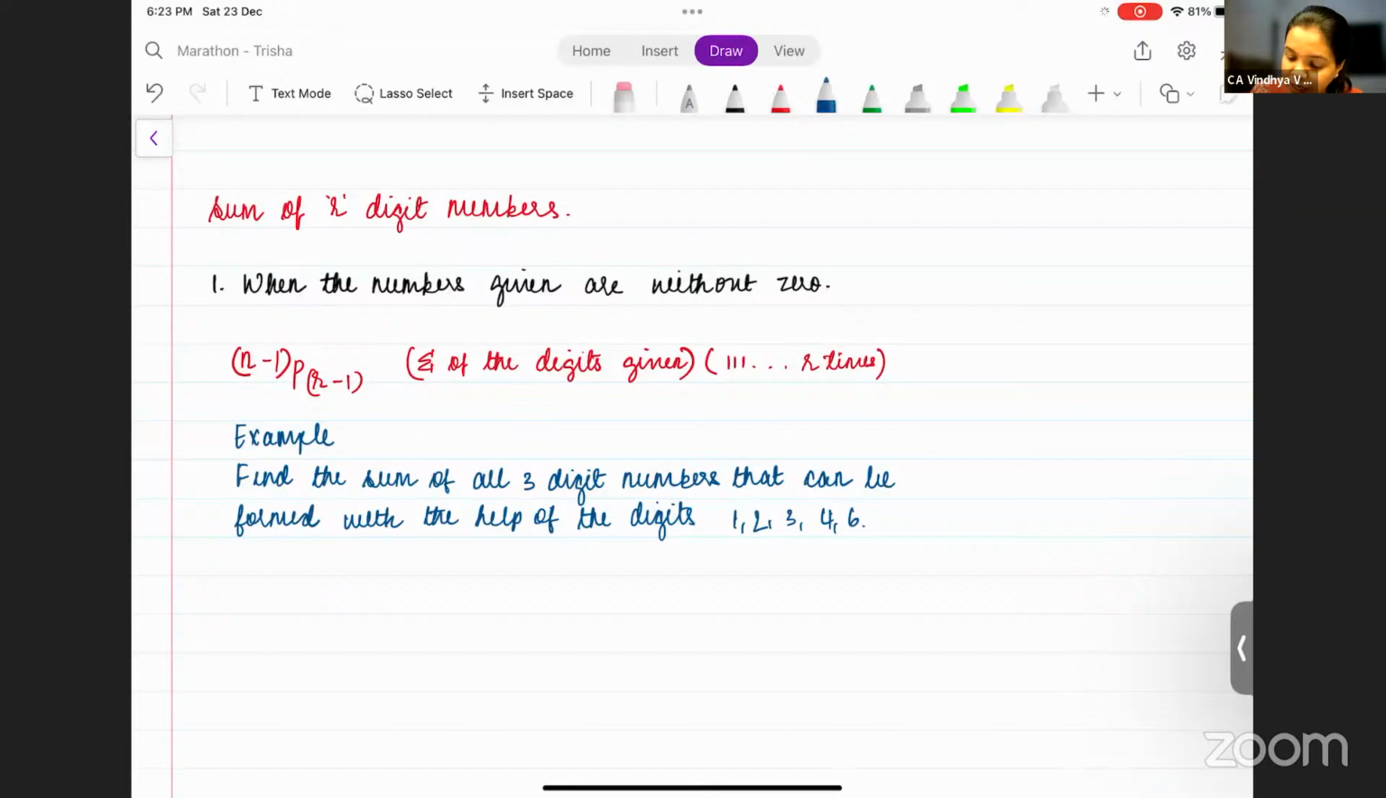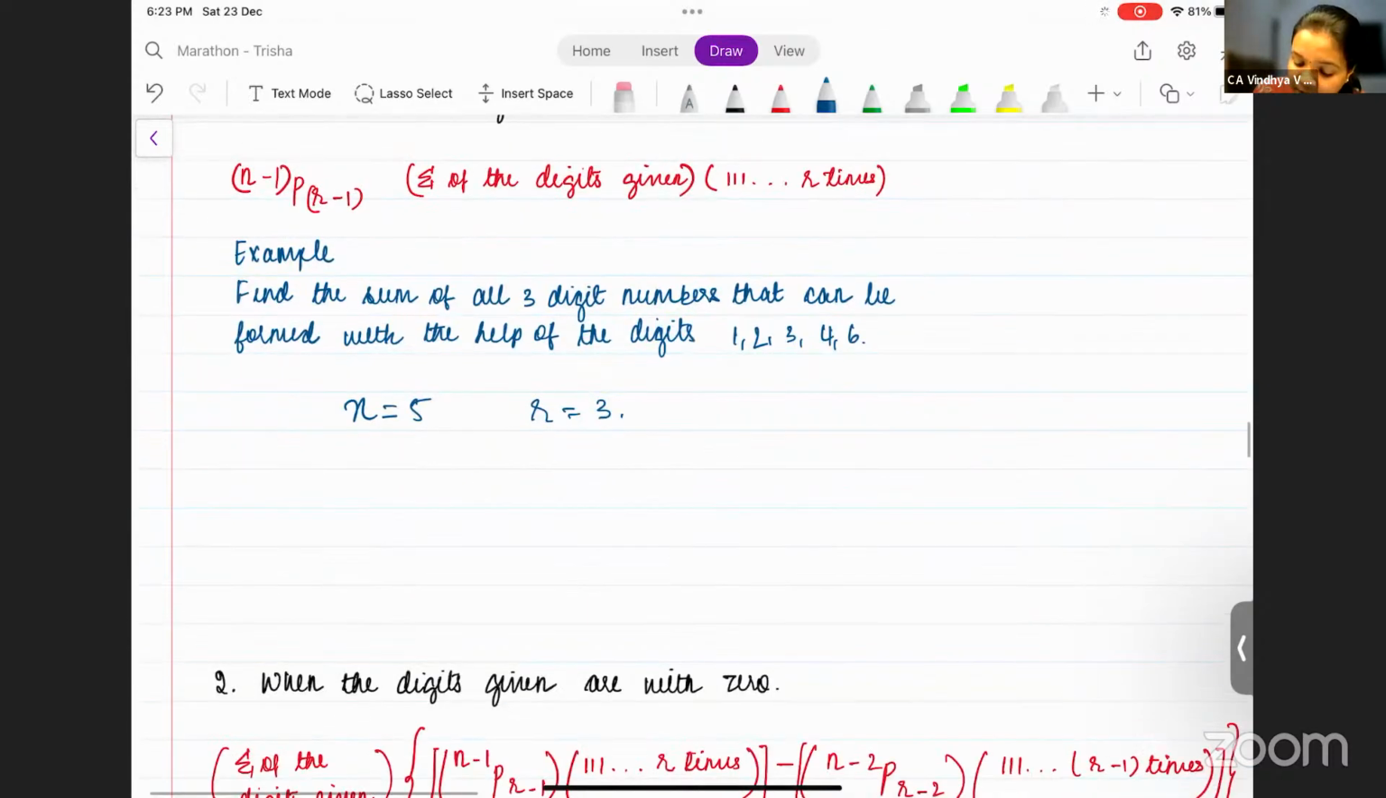Clearly write what is the value of n here. That is 1, 2, 3, 4 and 6. That means 5. And r here is 3. So n minus 1 will be 4 P 2 into summation of the digits. What are the digits here? 1 plus 2 plus 3 plus 4 plus 6. All right. Into 111, r times. What is r here? 3.